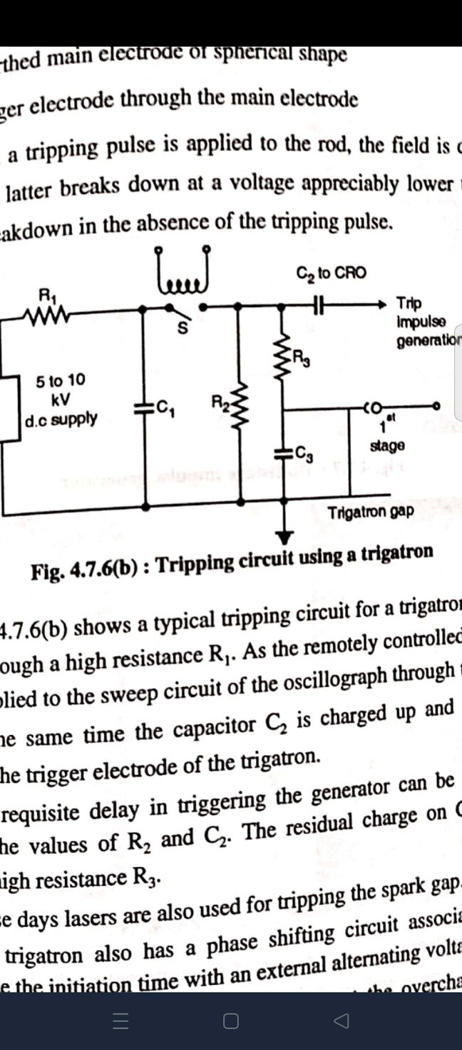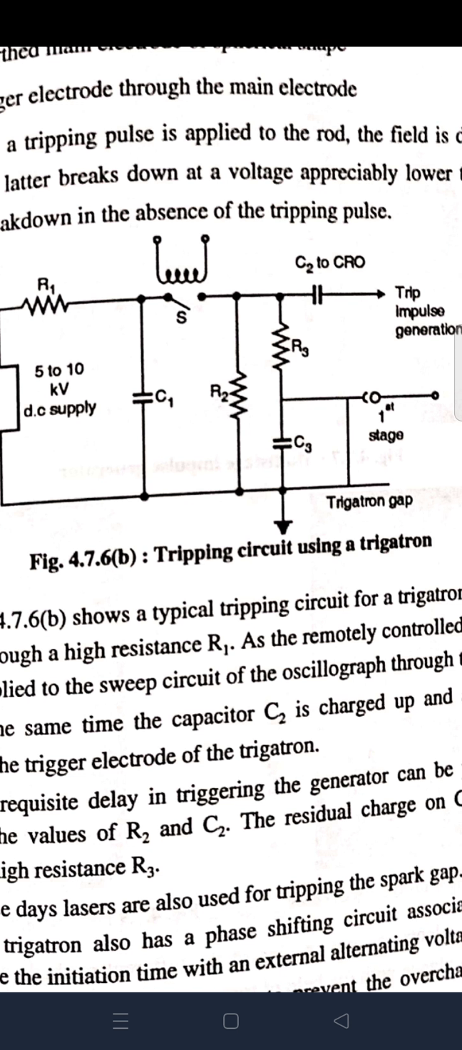These days, lasers are also used for tripping the spark gap. The trigatron also has a phase shifting circuit associated with it so as to synchronize the initiation with time with an external alternating voltage. The trigatron is designed so as to prevent the overcharging of the impulse capacitor in case of an accidental failure of triggering.